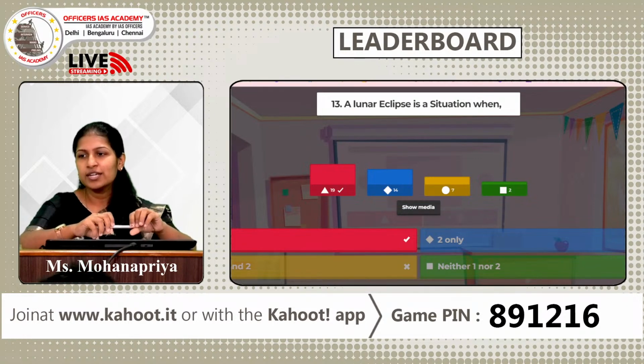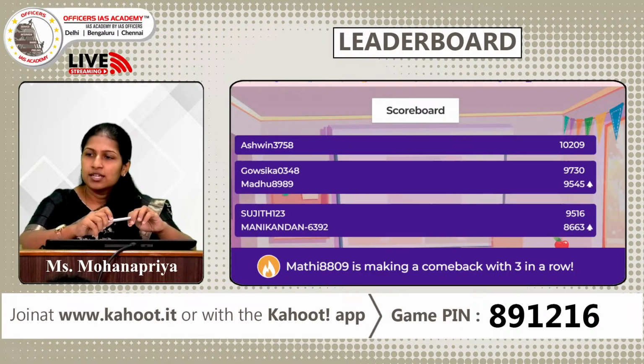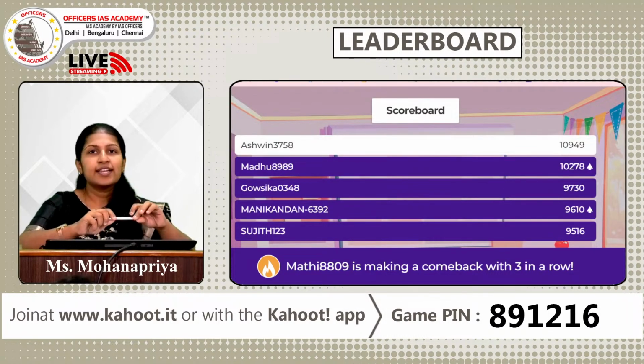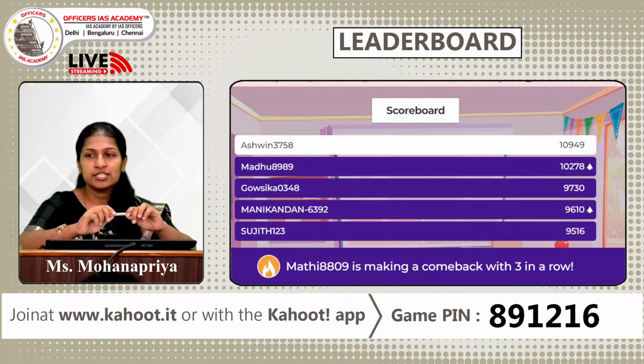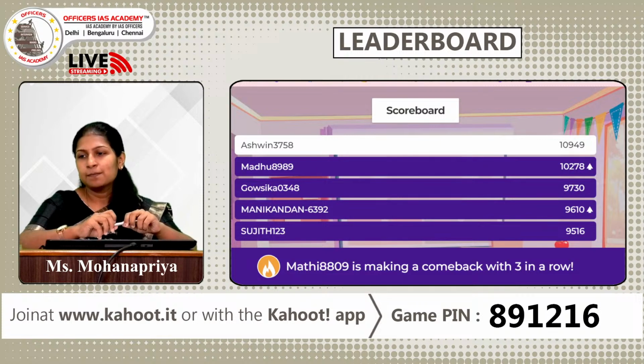Okay, so now let us have a look at the scoreboard. So Ashwin again continues to remain in the top position. Now Madhu is gearing up. She's come to the second position. Good job, followed by Gaushika, Manigandan and Sujit. Yes, so good job guys. Keep it up. Now Madhi is making a comeback with 3 in a row. Good job Madhi. You can still make it to the top 5. So now let us move to the next question.